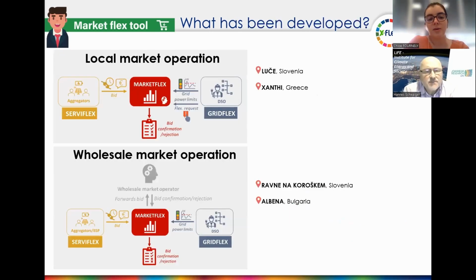So we developed, as said before, two different market sides: a local market and a wholesale market. First, let's look at the local market operation. As I said, there are three main tools in the XFlex project: ServiFlex, MARKETFLEX, and GridFlex. ServiFlex is used by aggregators, so flexibility unit operators, and GridFlex is aimed at DSOs. MARKETFLEX is in the middle, and the flow goes like this.